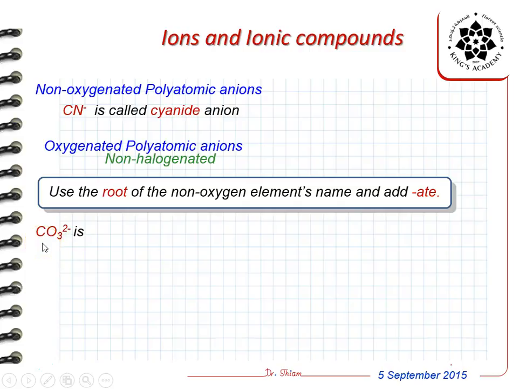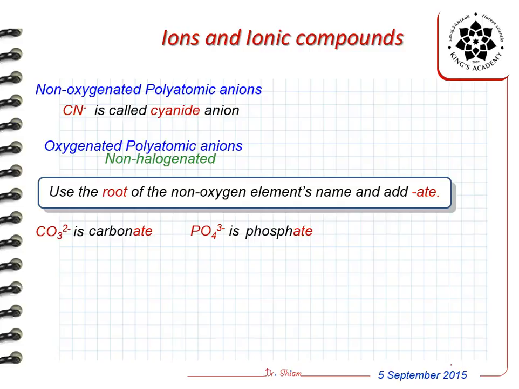So we use the root of the element, and sometimes we don't use the root, we use the whole name of the element. In this case, instead of using the root of carbon, we actually use the whole thing, and we just call it carbonate. With a little practice, in a few days, you will know which ones we use the roots of and which ones we don't, so it becomes automatic. PO4 2-, again, we use the root of phosphorus and then we add ATE, so phosphate.